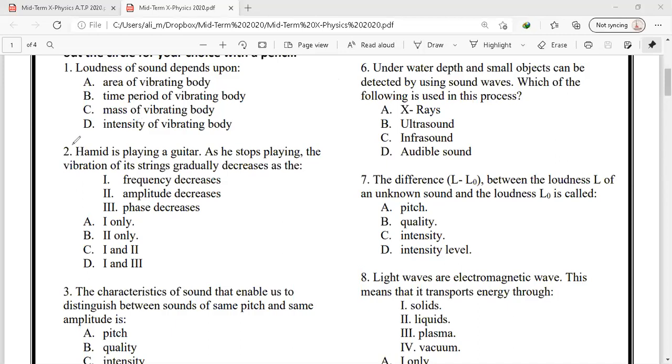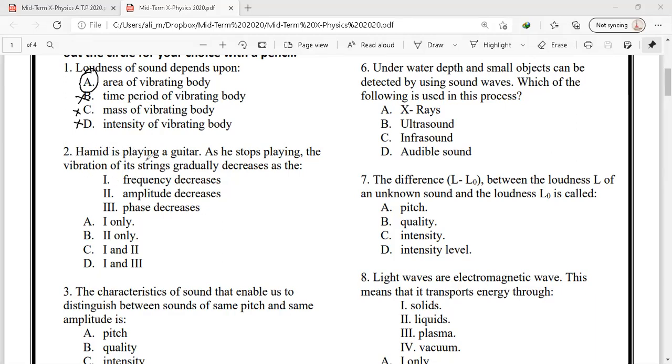क्वेश्चन नंबर 1 में हमारे पास चैप्टर साउंड से रिलेटेड एक क्वेश्चन मौजूद है: the loudness of the sound depends on which factor? So loudness जिन फैक्टर्स पे डिपेंड करती है, among those factors time period is not a factor, mass and intensity of the vibrating body are not the factor. So the correct answer in question number 1 is option A, that the loudness depends on the area of the vibrating body.